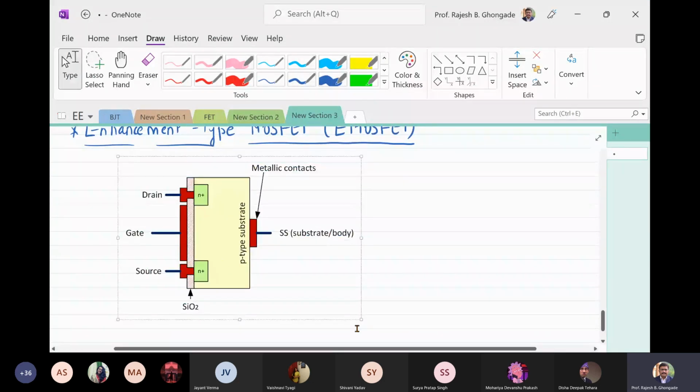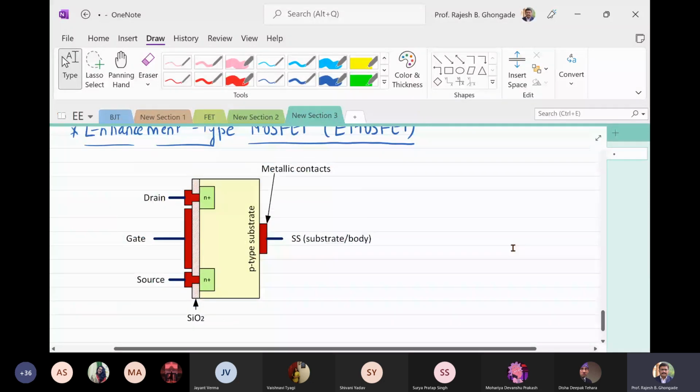Okay, so what is the spot the difference? Whatever is left, N channel between N positive, yes, is N channel. So there is no N channel. There is no channel at all between the drain and the source. That is what makes it different from your D MOSFET.